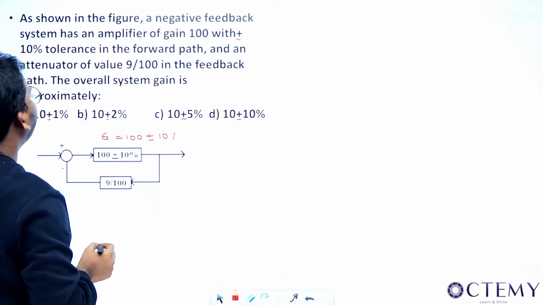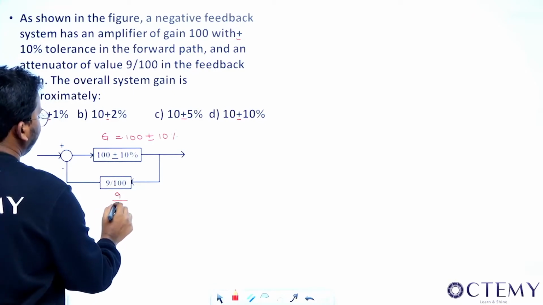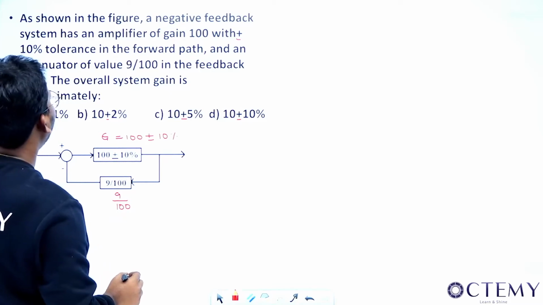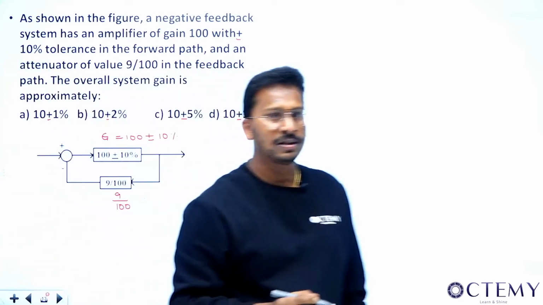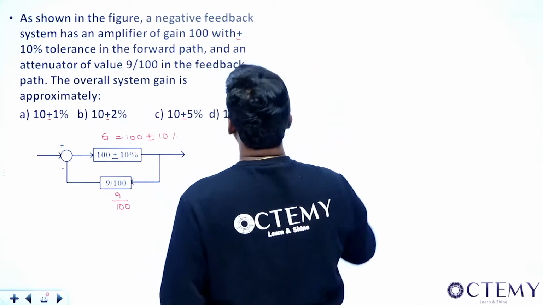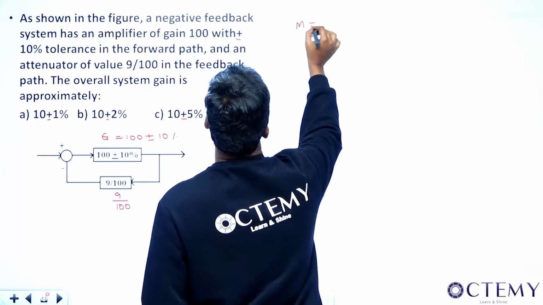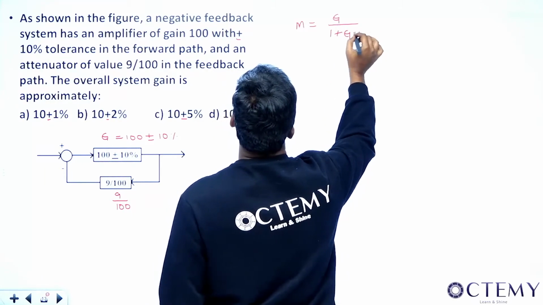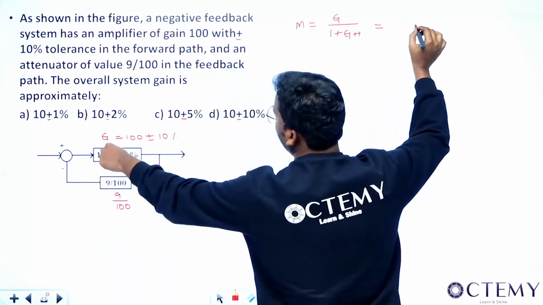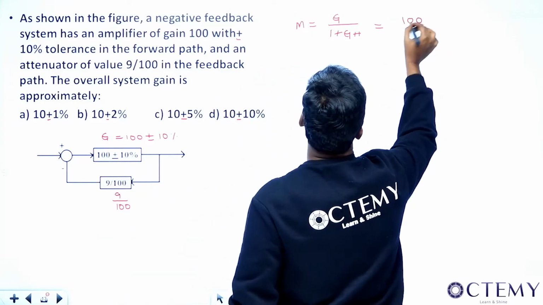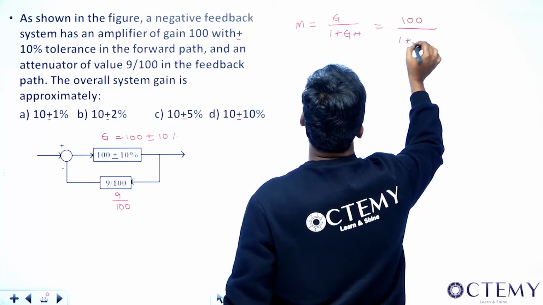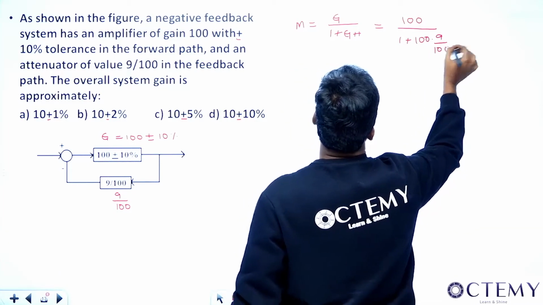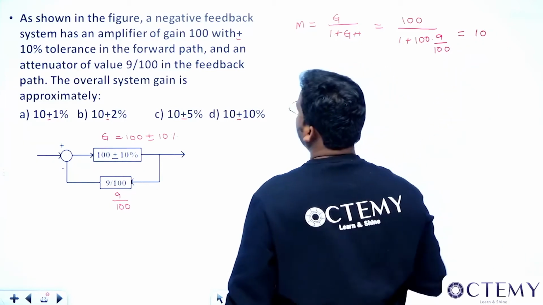Alright. And an attenuator of value 9 by 100 is given to you in the feedback path. Alright, the overall system gain is? This is a very good question. We know that if it's a negative feedback system, the M is equal to G by 1 plus GH, isn't it? So what is the value of G? Forward path gain, don't take the error. That is 100 divided by 1 plus G is 100, H is 9 by 100. So this will be 10. Right? This absolute value is all right.